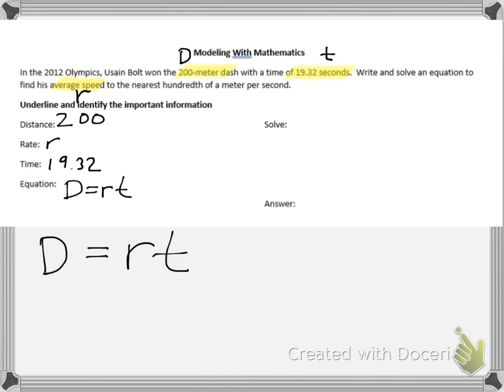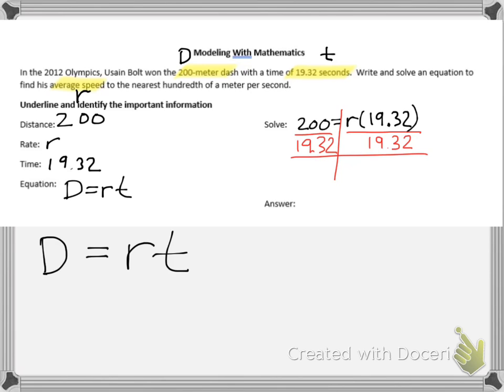So the distance was 200 equals the rate, which I don't know, times the time, which I do, 19.32 seconds. I now have an equation that I just need to solve for R. I'm multiplying R by 19.32, so let's divide by 19.32. If you do it to one side, do it to the other side as well. And that is going to equal approximately 10.35. Now, the decimal goes on past that. It goes on 10.35196687 and on and on and on.